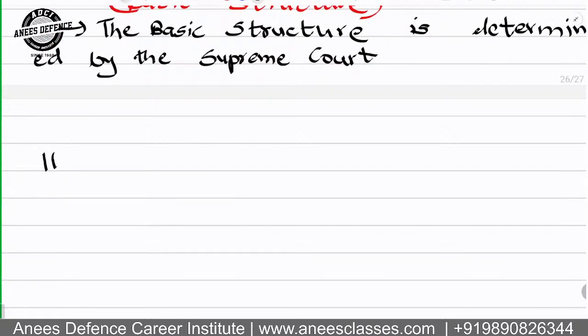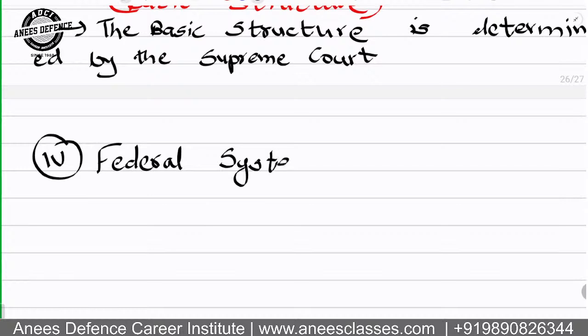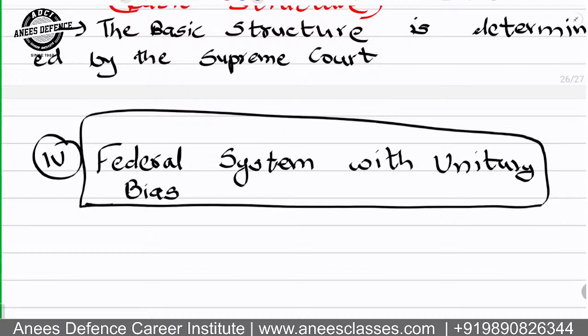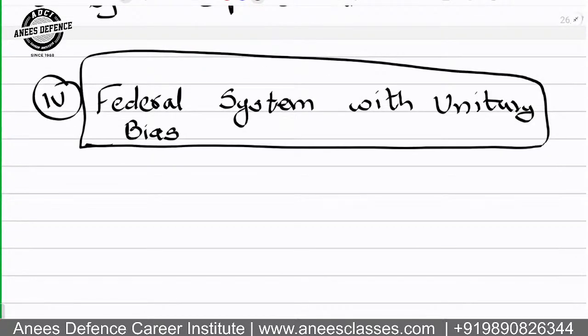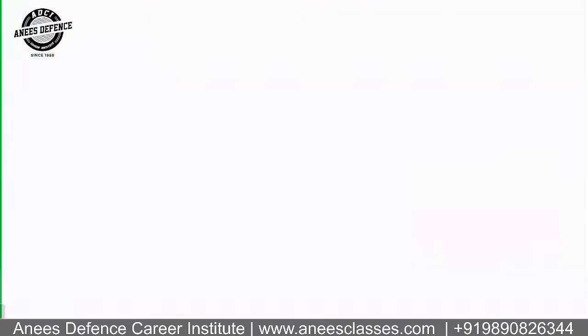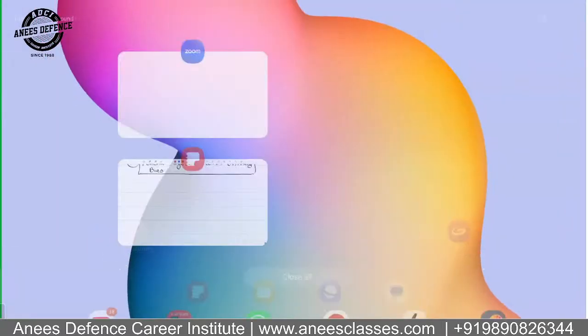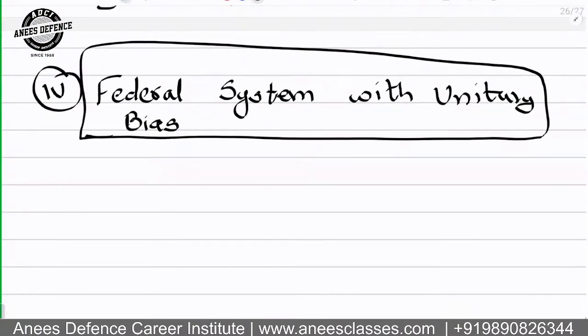Federal system with unitary bias. Now, federal system means the power is divided in two or more than two organs. In India, the power is divided among the central government, the state government, and the local government, which is also called as panchayats or municipalities. It is also called as third tier of government.